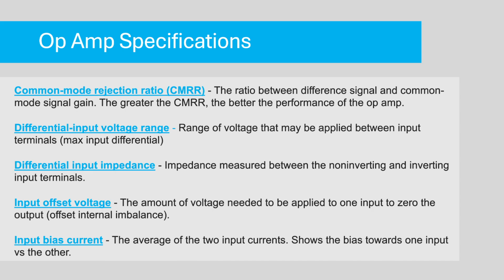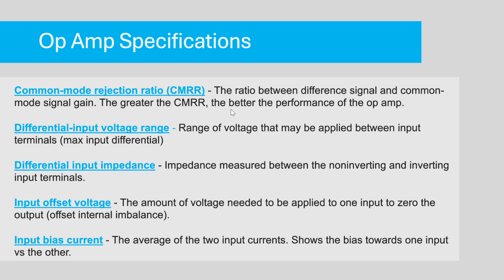Input offset voltage. This is the amount of voltage needed to be applied to one input to zero the output. Essentially, with real operational amplifiers, things aren't ideal, and so we may need to apply a voltage to one side because there could be a bias towards the other side. By applying a small voltage to the one side, we basically zero the two, so they're at an even level. So we don't get saturation accidentally by one of them being higher than the other, because we know operational amplifiers will saturate on any imbalance between the two inputs. So it's important to make sure that they are equal and zeroed.